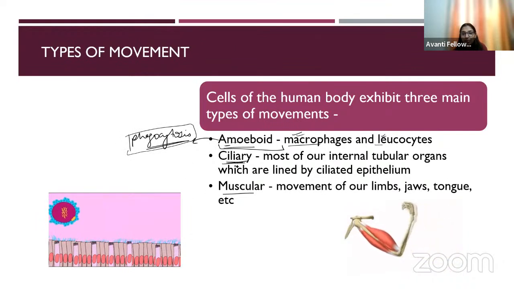Now there's ciliary movement, which is shown by most of our internal tubular organs, which are lined by ciliated epithelium. They show the ciliary movement. And third is the muscular movement, which is shown by our limbs, jaw. Okay.